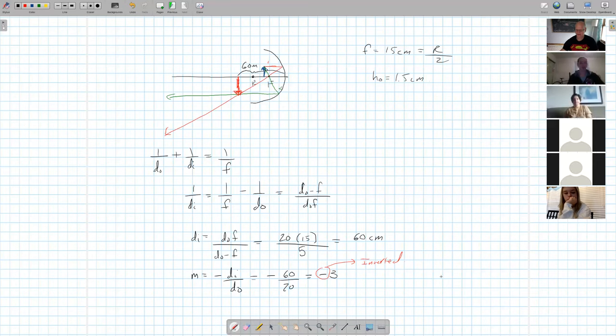And again, this means that it's 3 times the size of the actual object itself. So from here, we can say magnification is also equal to the image height divided by the object height, which means that the image height is equal to the magnification times the object height. So this is going to be equal to -3 times 1.5 centimeters, which is -4.5 centimeters. Again, that negative sign just means that it's inverted, and 4.5 is the actual size of it. Okay. Not too bad, right? Not too bad. Let's do another one.